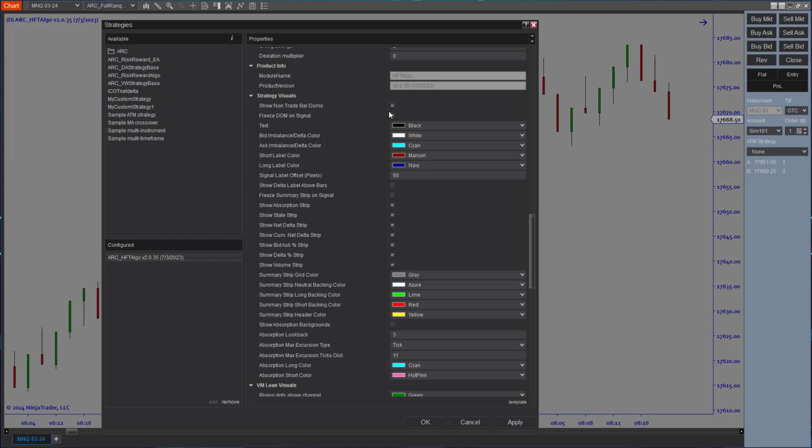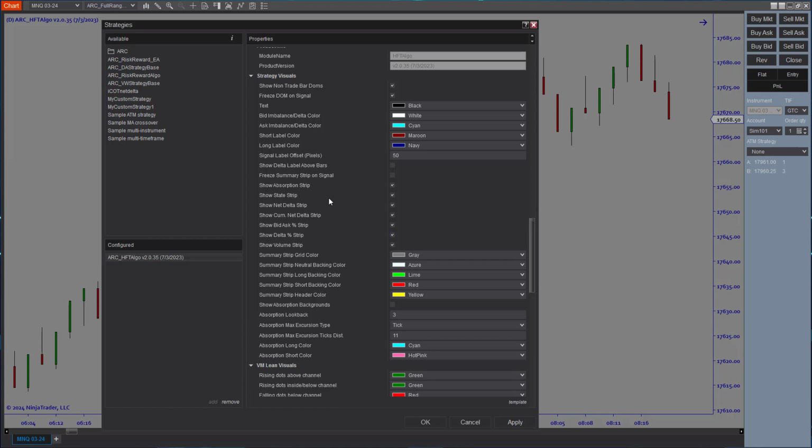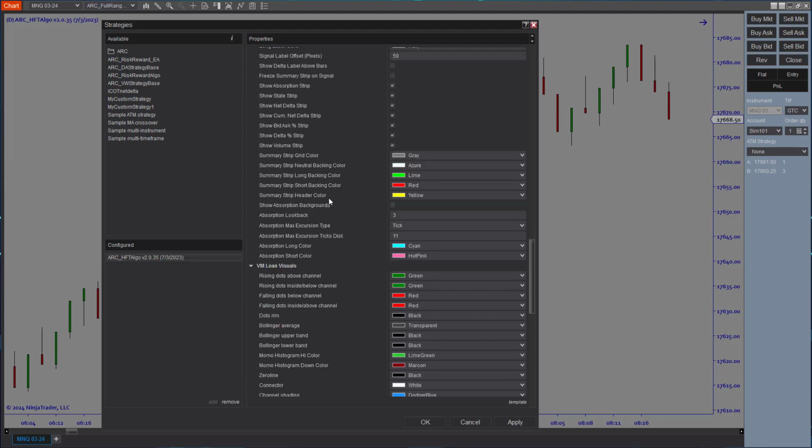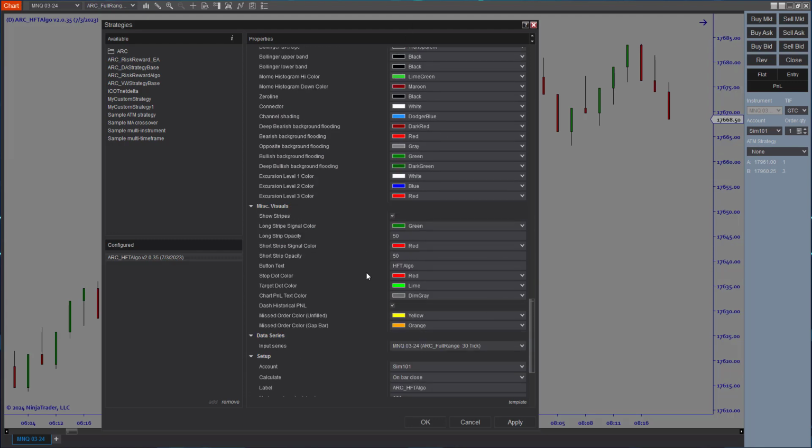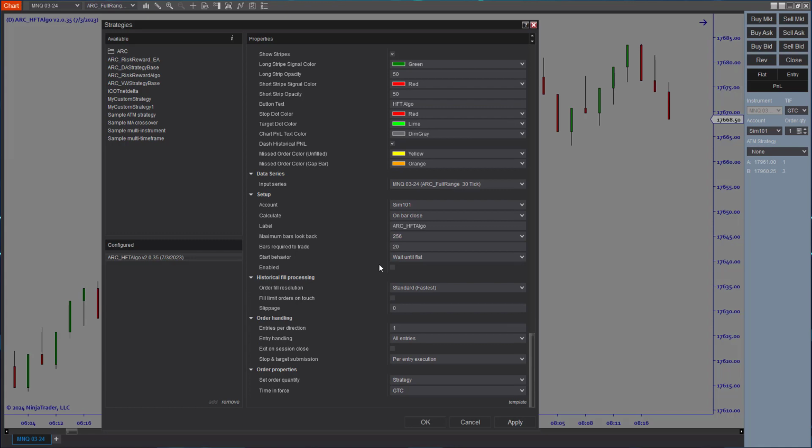Freeze the dome on the signal. What that means is that when you get a signal on the stacked imbalance, it's going to freeze the tape, like we looked at in the event recently. Show strips, yes, absolutely. And there we go. So now I'm going to go ahead and enable this.